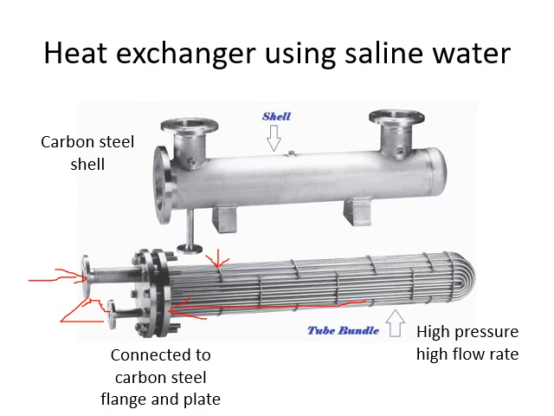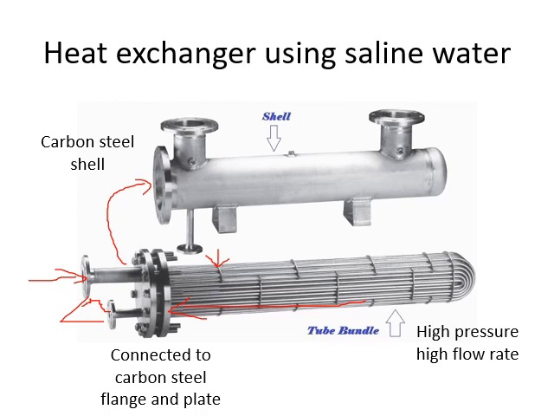Then this tube bundle will be inserted into the carbon steel shell. Usually the outer shell will be made from carbon steel, sometimes from stainless steel, but stainless steel is not suitable for saline water because it will induce chloride attack at the grain boundary of the stainless steel.